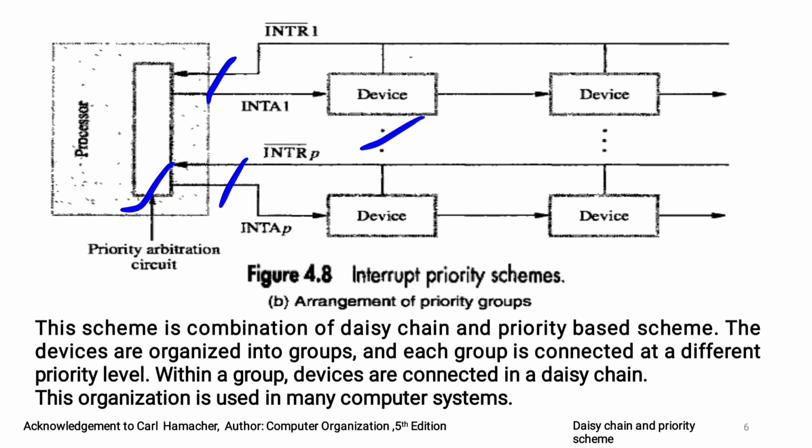So the devices which are connected in the group of higher priority are served first. Again, in that group, because they are connected in daisy chain fashion, the device which is electrically nearer to the processor is served first. So most computer systems follow this kind of organization. That completes the discussion regarding the question.